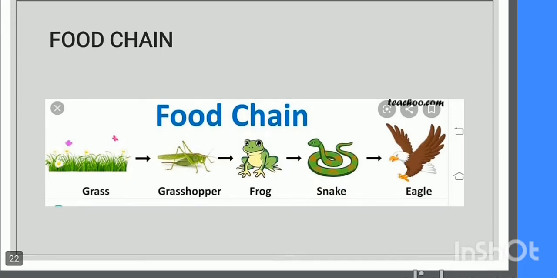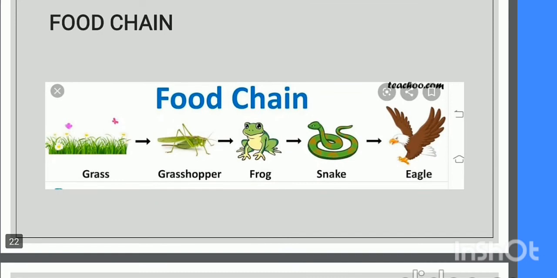So, let us explain that first of all, the grasshopper depends on grass for food. Frog is dependent on the grasshopper for its food. Then finally, the frog is eaten by the snake, and then the snake finally gets eaten by the eagle. And when the eagle dies, its body gets mixed in soil and makes soil fertile. So what we come to know is animals and plants depend on each other to live.